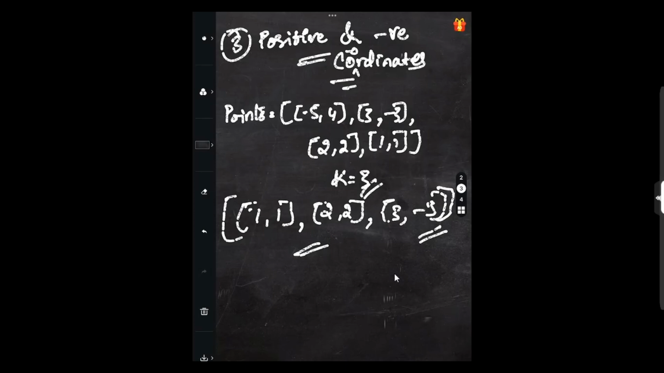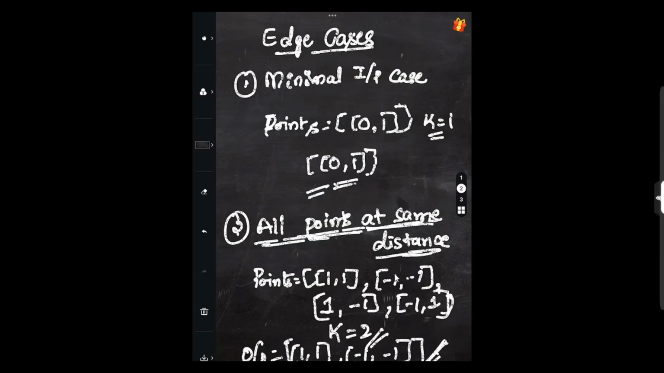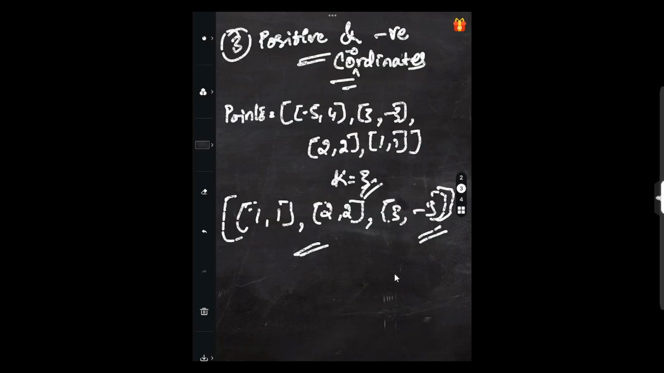So what are the edge cases that we considered here? First one was for the minimal input case. Second one was for the all points at same distance. Third one was for the positive and negative coordinates, right? I hope all the edge cases are clear. Now let's start writing the code. I'll just explain the code while writing the code itself, and finally let's discuss the complexity of the code that we have written. Now let's start writing the code.